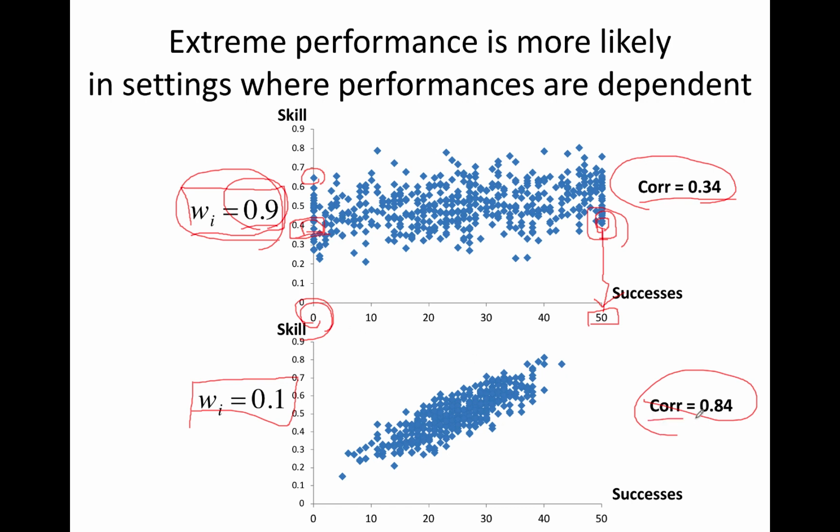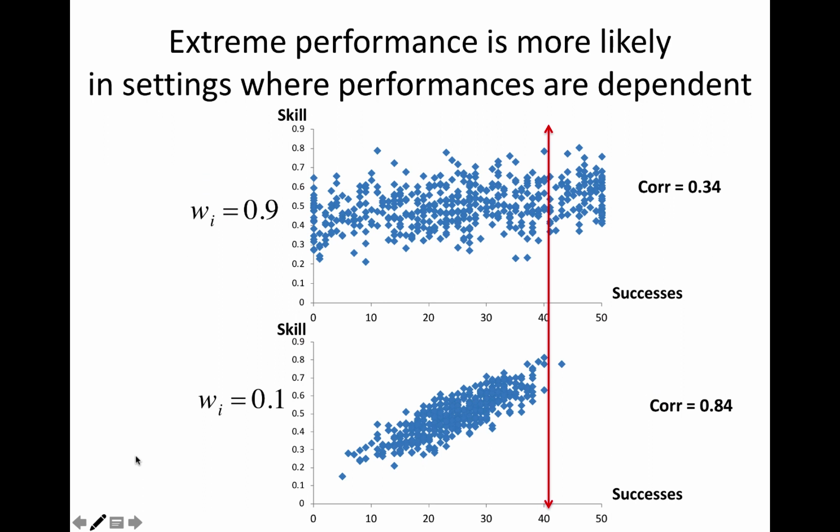In contrast, the high correlation coefficient between these two variables when W is very low suggests that, well, in this context, you do need to have very high skill to obtain a lot of successes. So that's why the correlation coefficient between the two is very high. So that is the first observation.